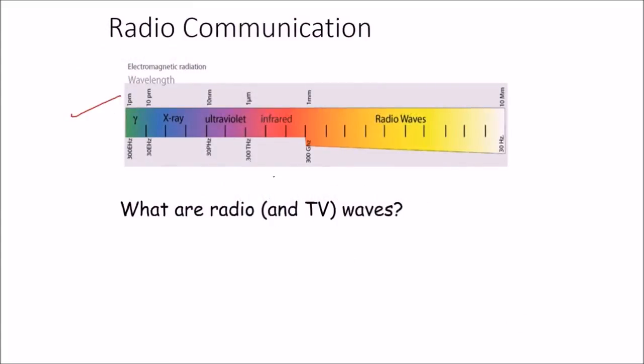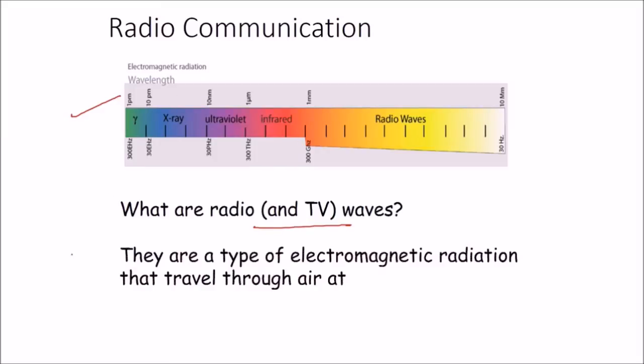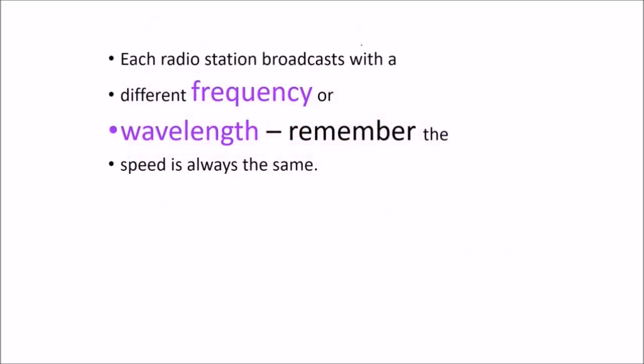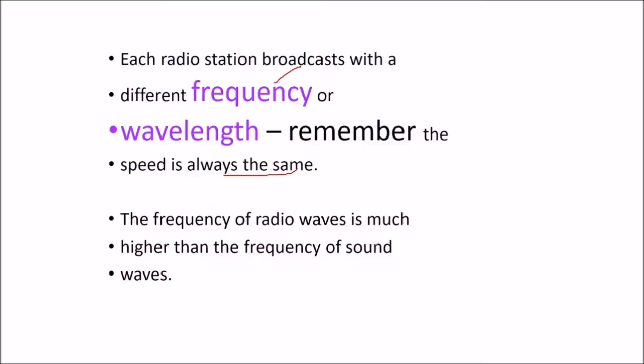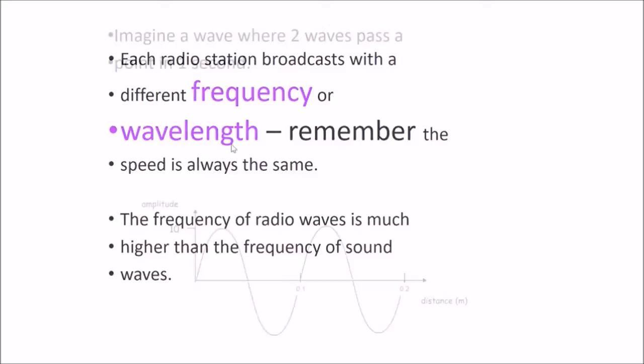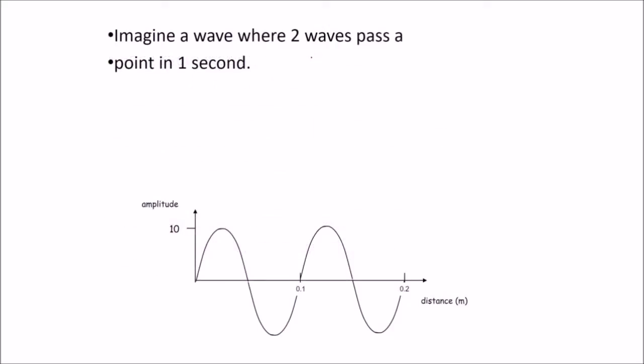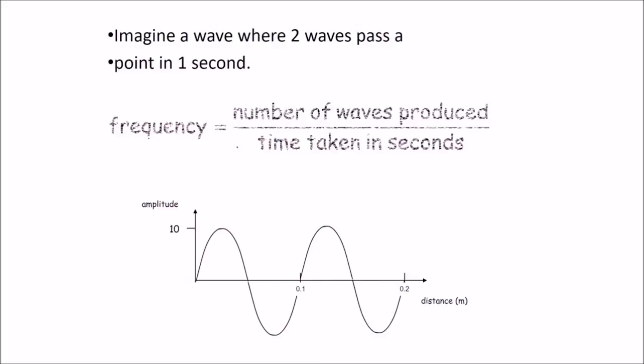Radio communication. What are radio and TV waves? They are a type of electromagnetic radiation that travels through air at 3 × 10^8 meters per second. Each radio station broadcasts with a different frequency or wavelength. Remember, the speed is always the same, 3 × 10^8. And the frequency of radio waves is much higher than the frequency of sound waves. Much higher.